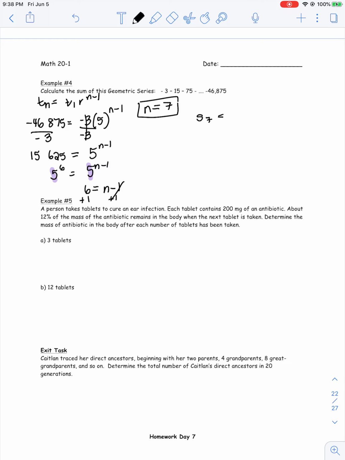So now we're going to solve for S7, the sum of 7 terms. So we're going to use T1, which is negative 3, multiplied by r to the power of n. R was 5 to the power of n, which is 7 minus 1. We're going to divide it by r minus 1. And if we put that into our calculator, you should get negative 58,593.